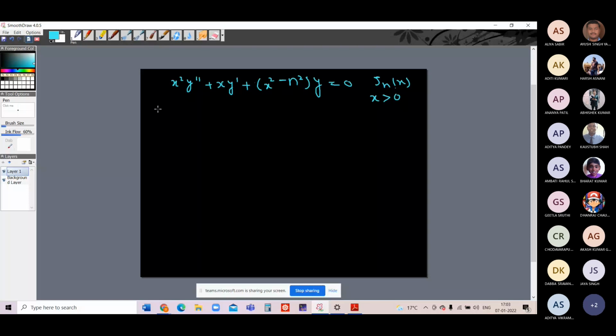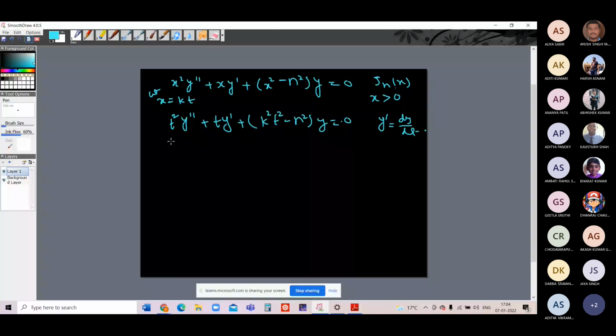After a simple substitution, the modified Bessel differential equation corresponding to this equation is x square y double dash plus x y dash plus (k square x square minus n square) y is 0. Or say we have taken the substitution x equal to k t, then it is t square y double dash plus t y dash plus (k square t square minus n square) y is 0. Here this y prime is dy by dt. We can also replace this t by x, just for similarity of writing. Even if we leave it as it is, there is no problem. So this is our differential equation.